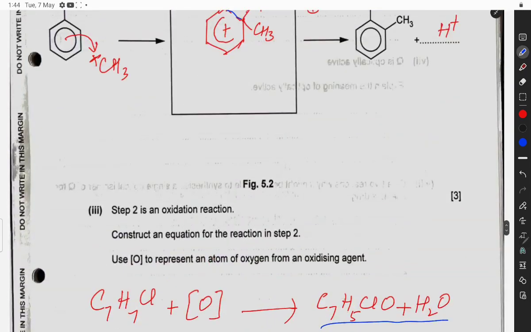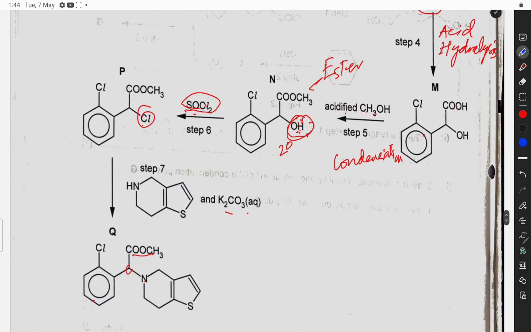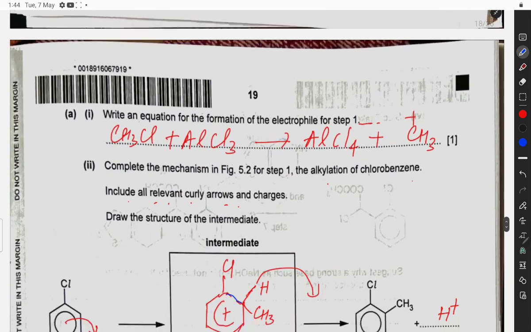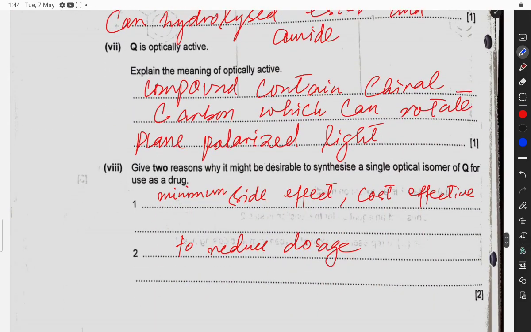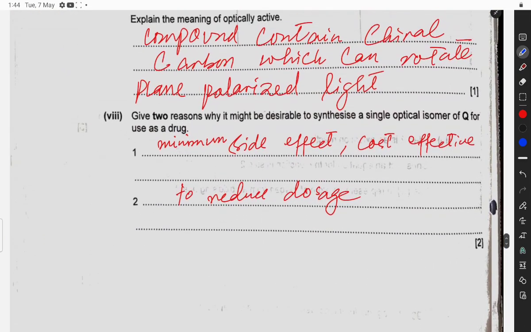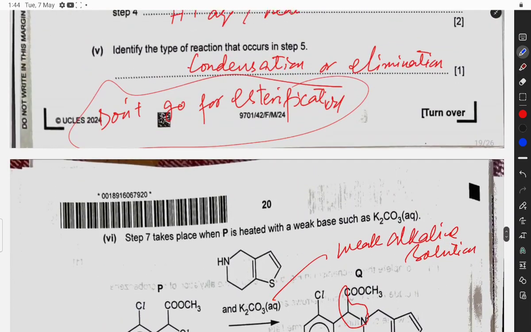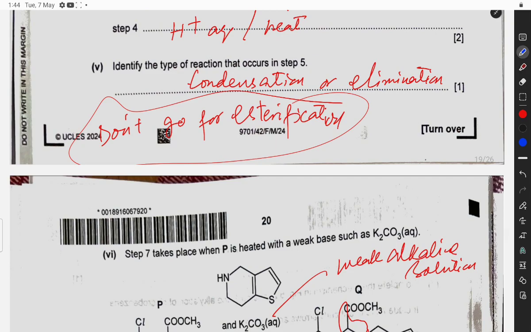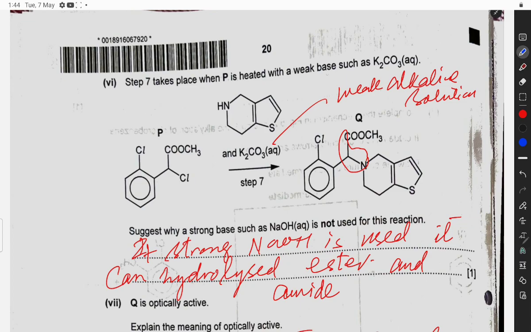Identify the type of reaction that occurs in step 5. This is step 5, where condensation takes place, ester is formed, and please write condensation reaction. Condensation, don't go for esterification, condensation or elimination. So step 7 takes place when P is heated with a weak base such as potassium carbonate. So it reacts with a weak base and this reactant, and this compound is formed. All carbonate solutions act as a weak alkaline solution.